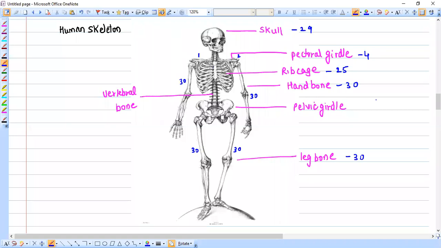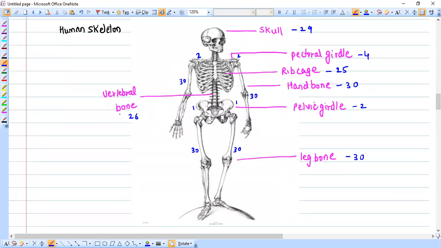Pectoral girdle basically, so we have 2 here. I can say this is 1 and this is 1. So when you count, it becomes 2. This is also 2 and 2. So this is the vertebral bone here, which has 26 bones. So this is how you can put all your 206 bones together.